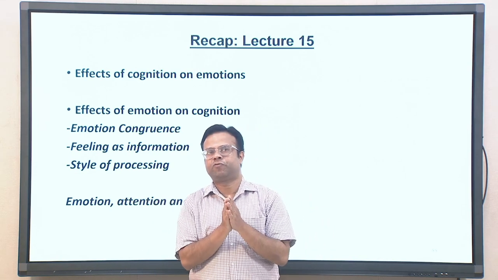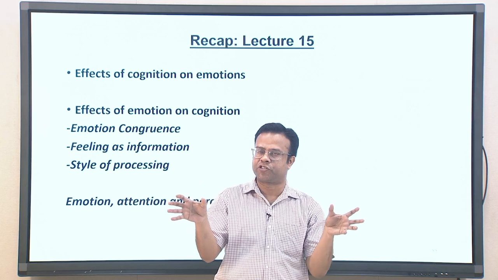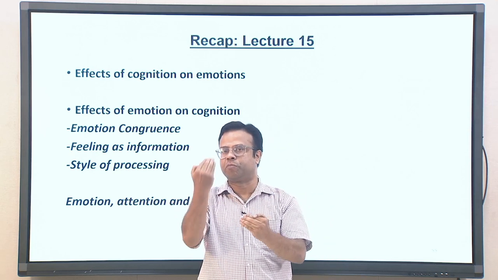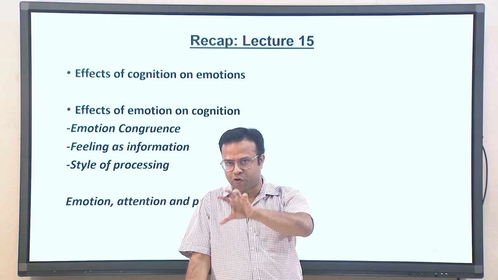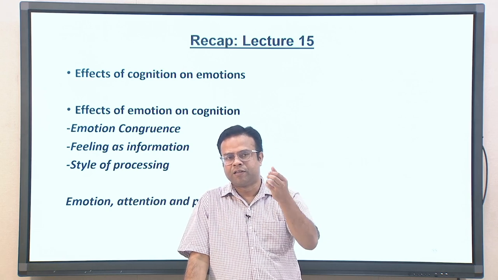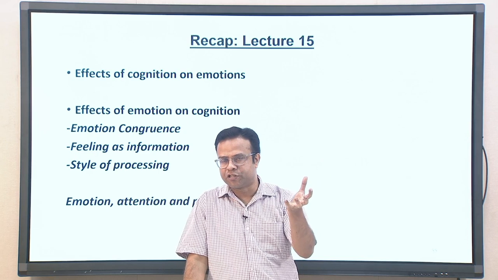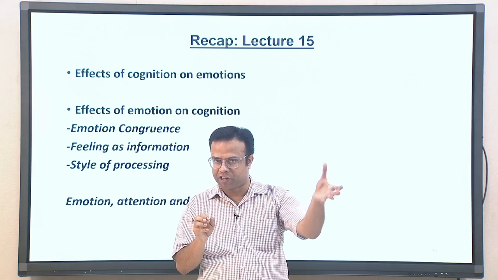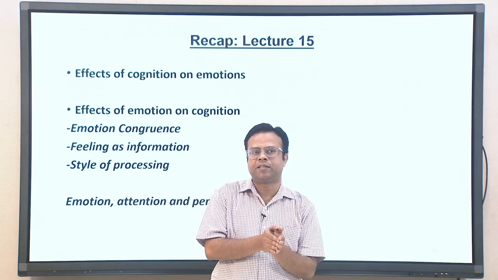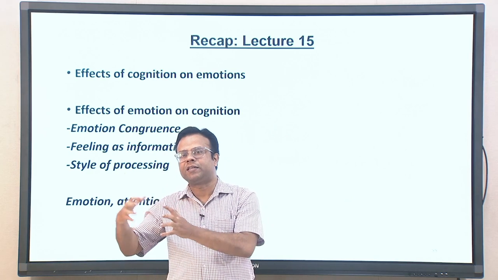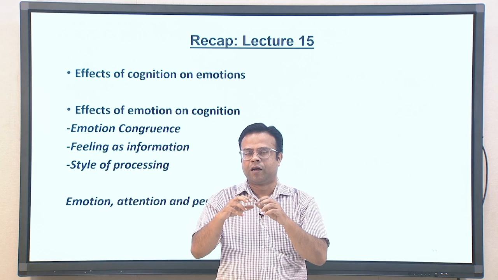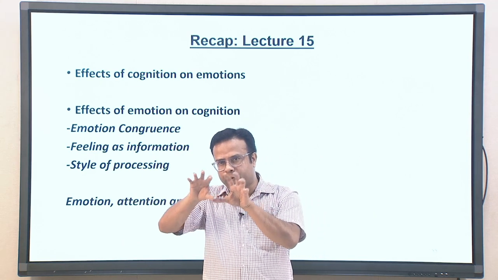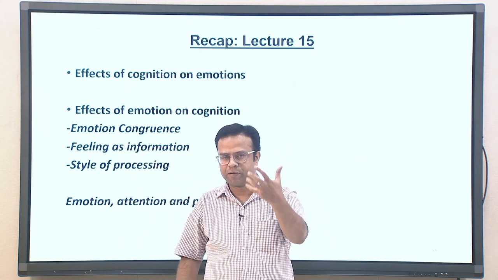The third perspective that we discussed is called style of processing, the different ways we process information. In that context, we discussed System 1 and System 2 of cognitive processing. Sometimes we take decisions or process information very fast, which is called heuristic processing, and sometimes we elaborately understand the pros and cons and different aspects, which is elaborate processing, also called System 2.